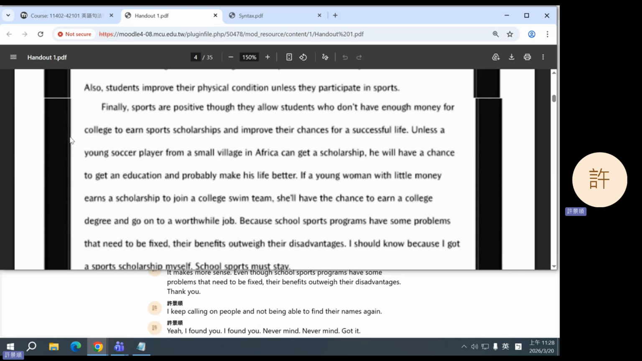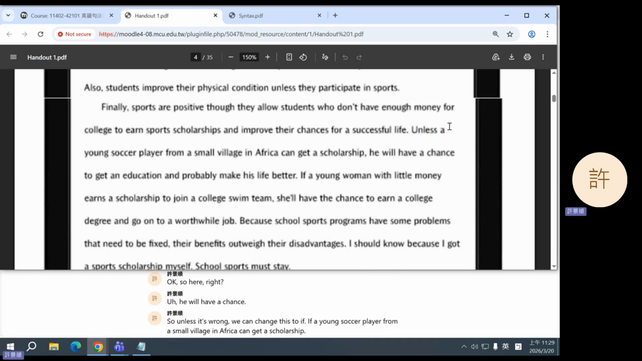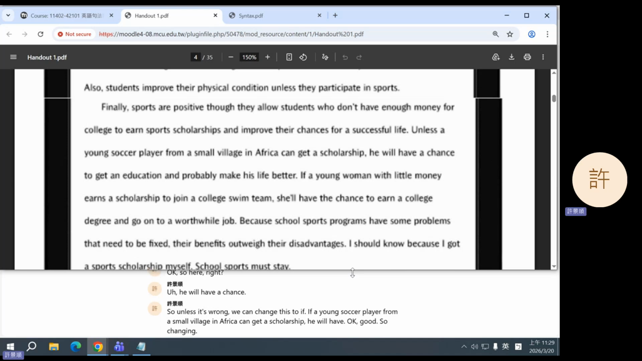Okay. Okundo, can you give us another mistake? Okay, so here, right? He will have a chance. So unless it's wrong, we can change this to if. If a young soccer player from a small village in Africa can get a scholarship, he will have. Okay, good. So changing the unless to if.